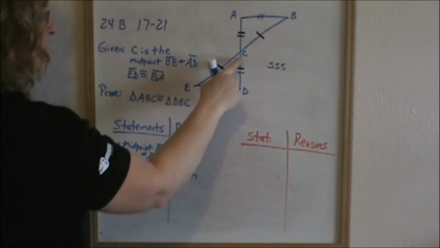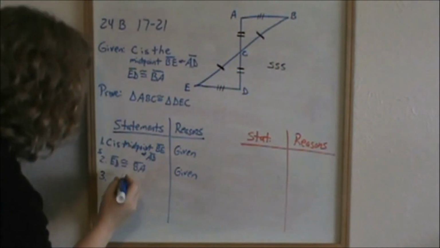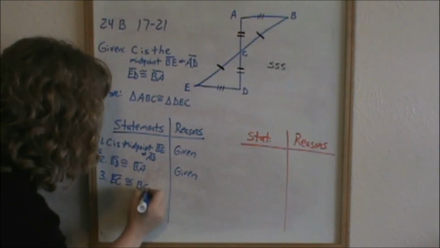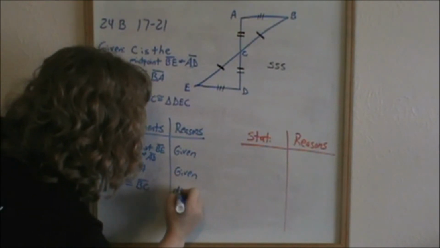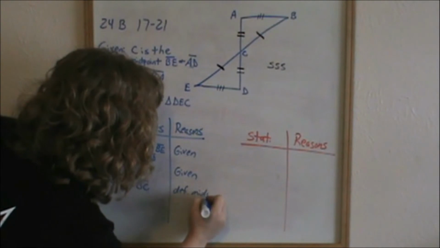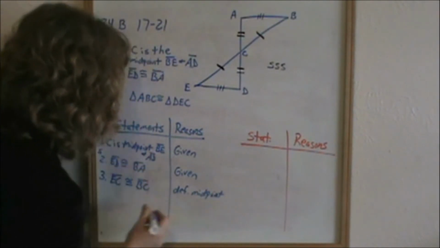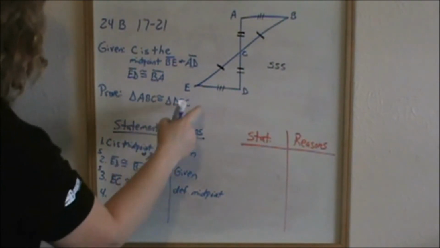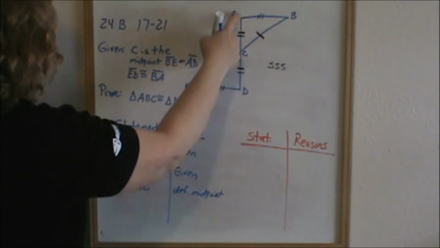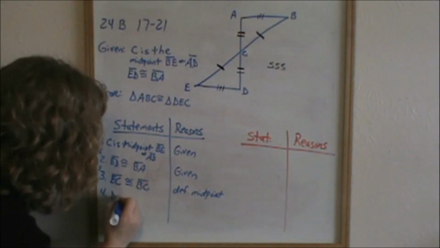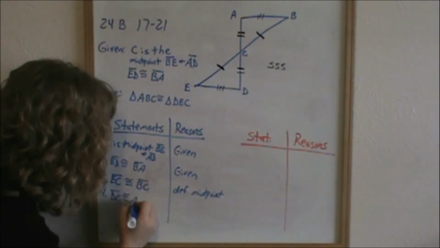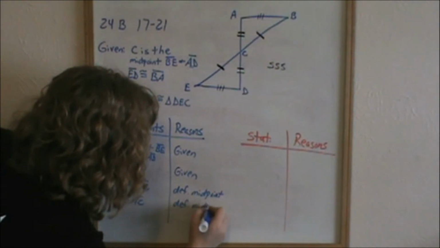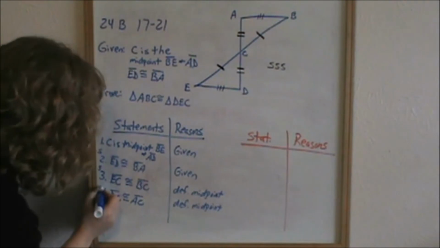So now we can say line segment EC is congruent to line segment BC. Why? Definition of a midpoint. When there's a midpoint, two line segments are congruent. That was one of your sides. Then we can make the statement that DC is congruent to AC. Same reason. Why? Because of the definition of a midpoint. And that was our third side.